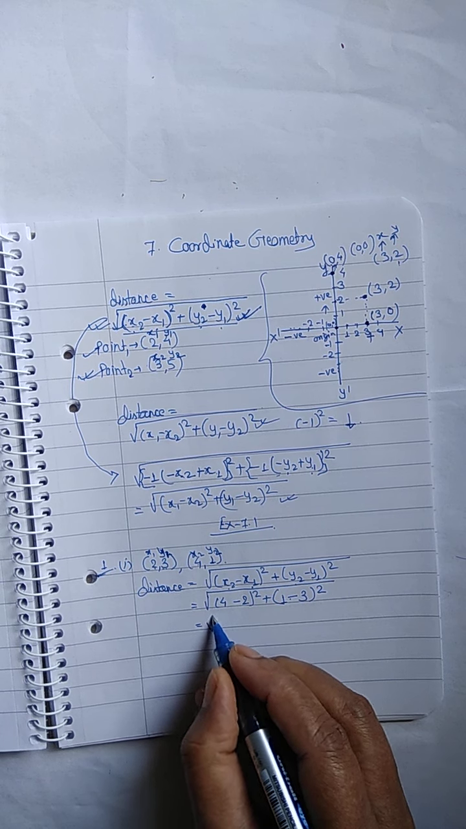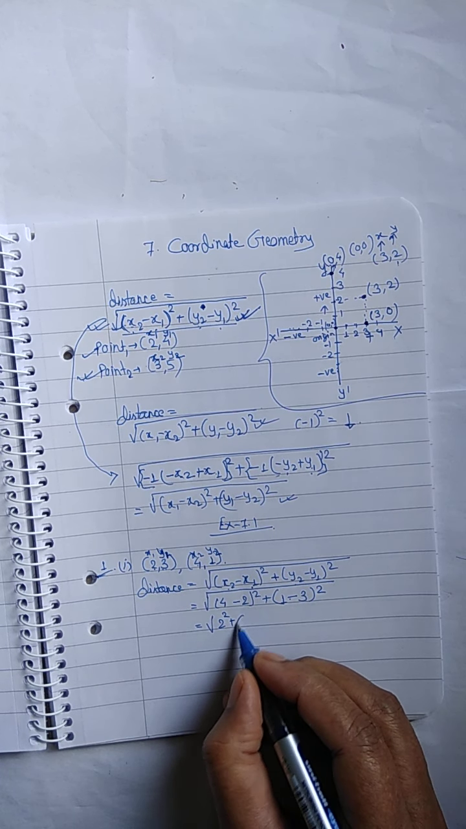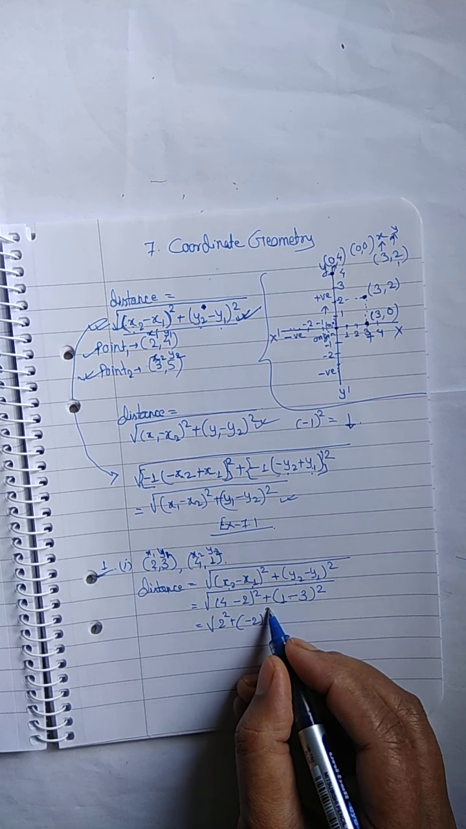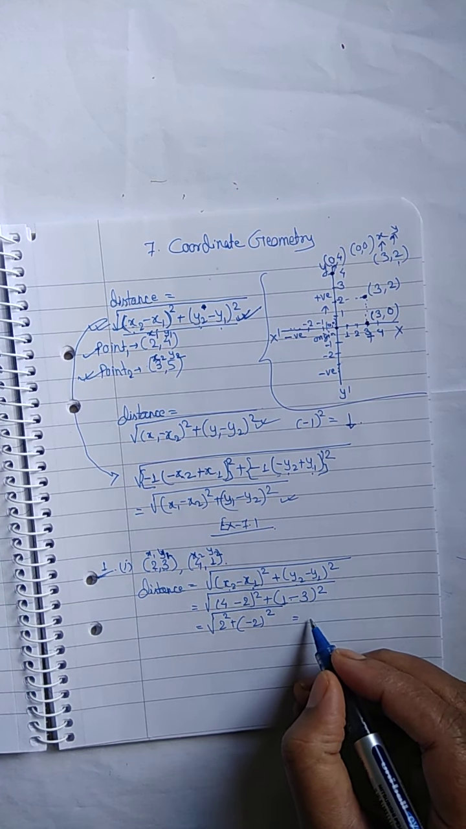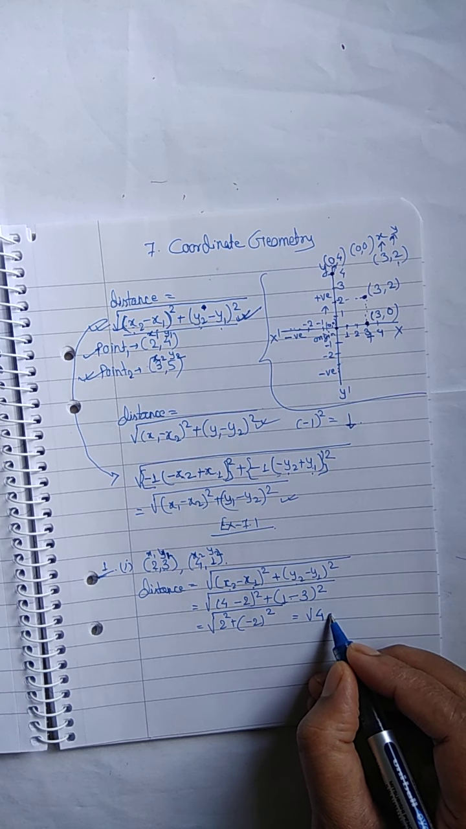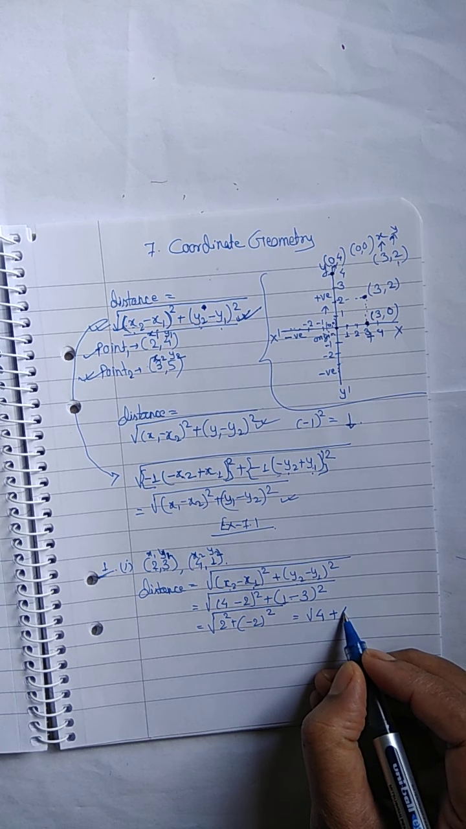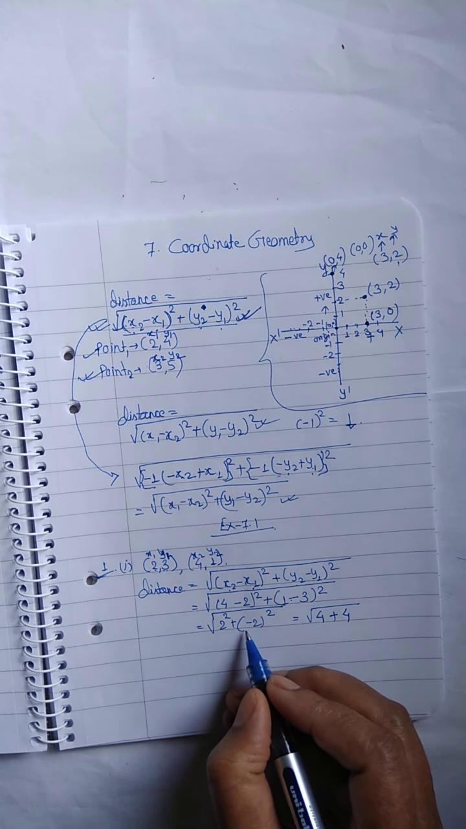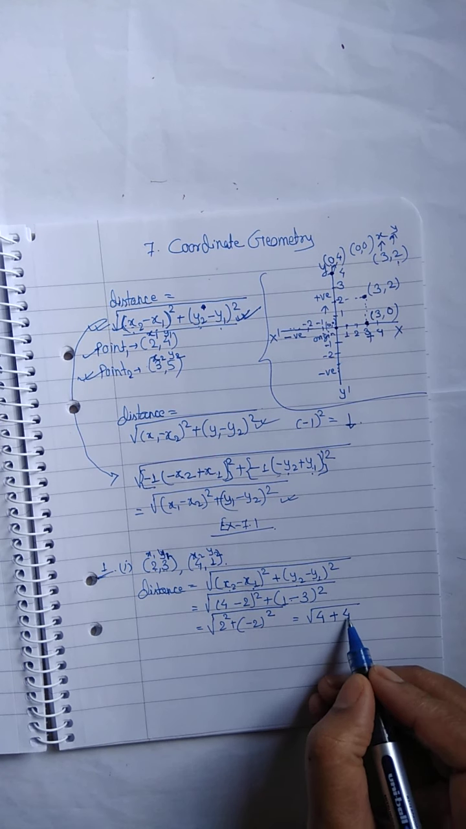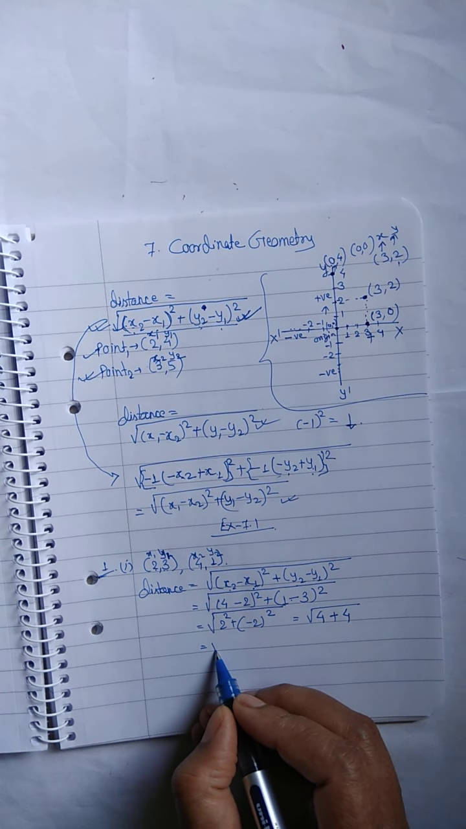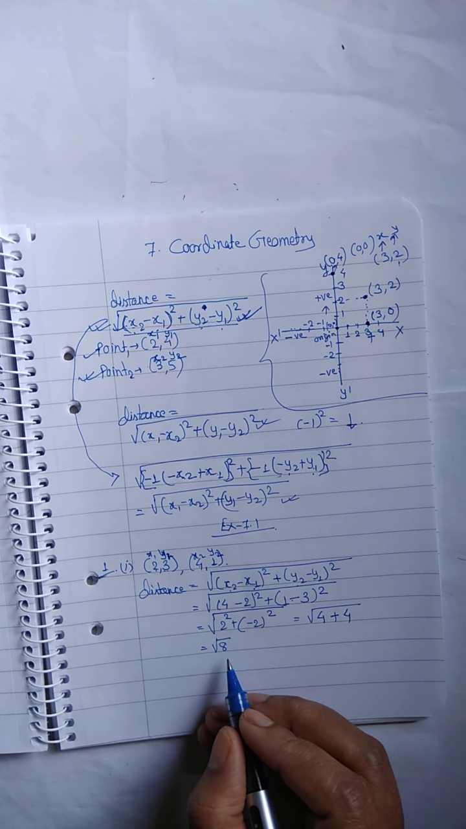4 minus 2 is 2, square, plus 1 minus 3 is minus 2, square, correct? So 2 square is 4, and plus minus 2 square is also 4. Why? Because minus square is plus. So 4 plus 4 is 8. So under root 8. So what is under root 8?